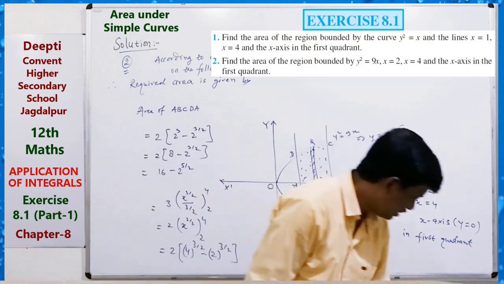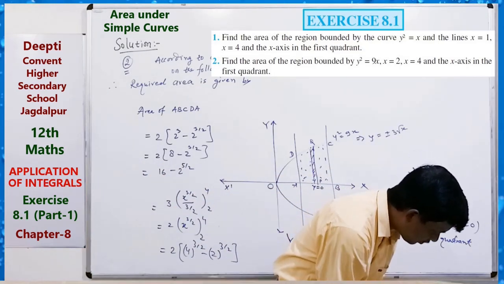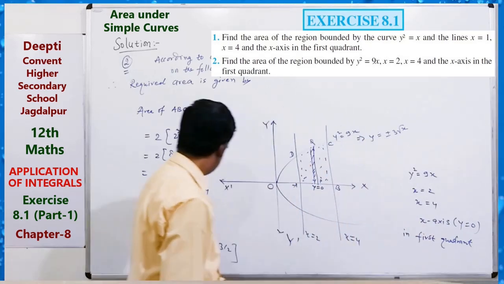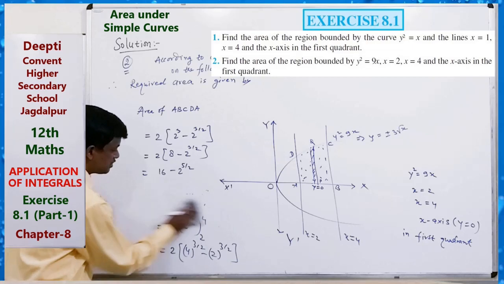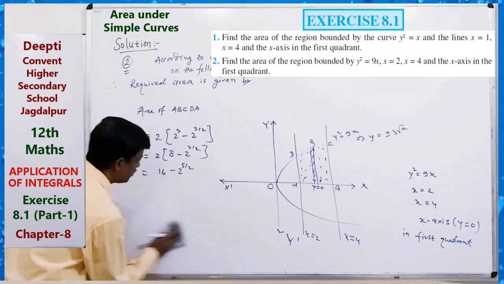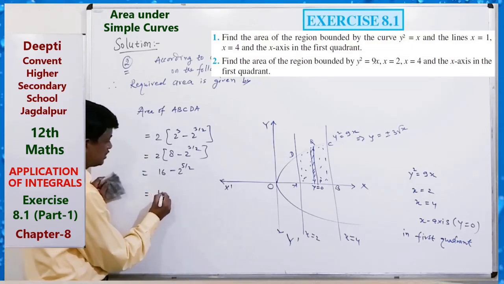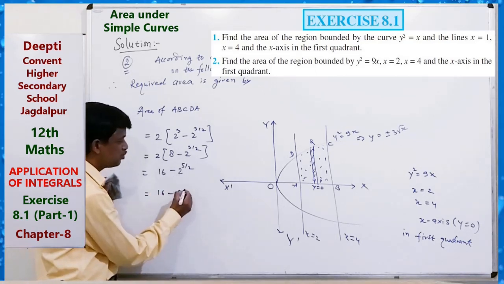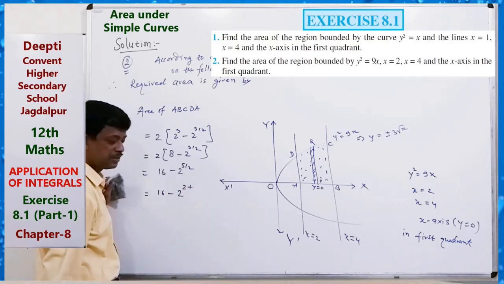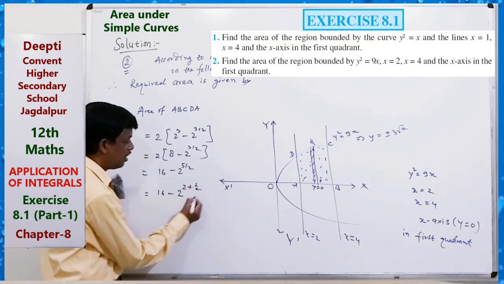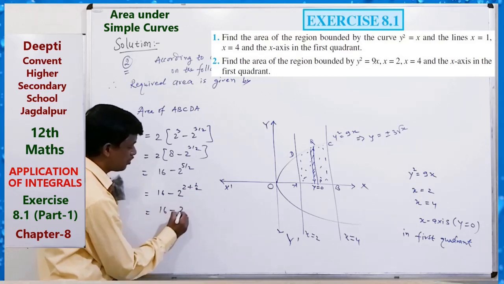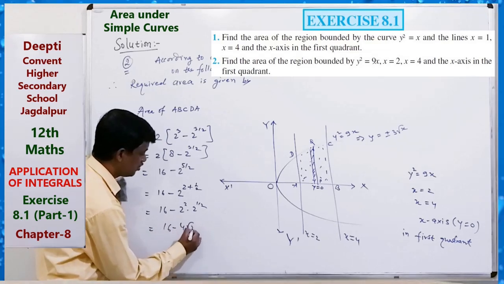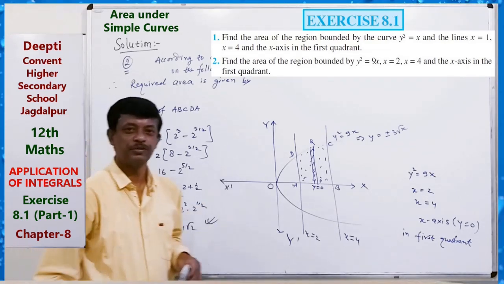So the answer is what? 16 minus 4 root 2. You can write it like this also: 16 minus 2 to the power 5 by 2. 2 to the power 5 by 2 means 2 to the power 2 plus half. That is 16 minus 2 to the power 2 into 2 to the power 1 by 2, which means 16 minus 4 root 2. This is our answer. So very simple.